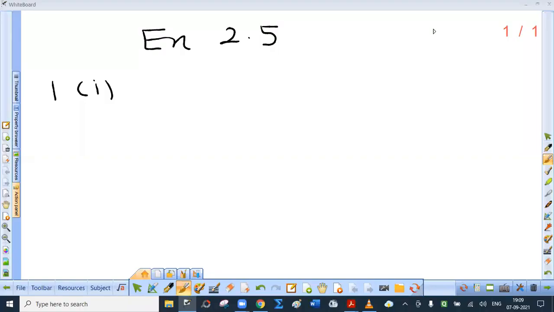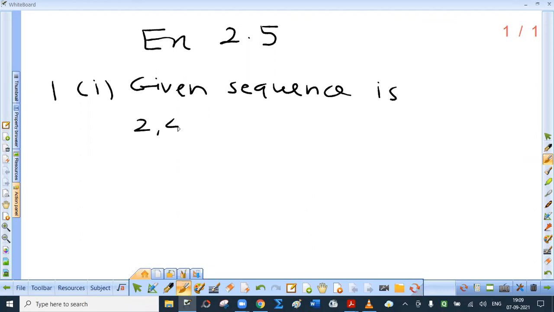Exercise 2.5, we will be doing the first sum of the first question. Find Sn of the following arithmetico-geometric sequence. The given sequence is 2, 4x, 6x square, 8x cube, 10x raised to 4 and so on. Can I say this is an arithmetico-geometric sequence?